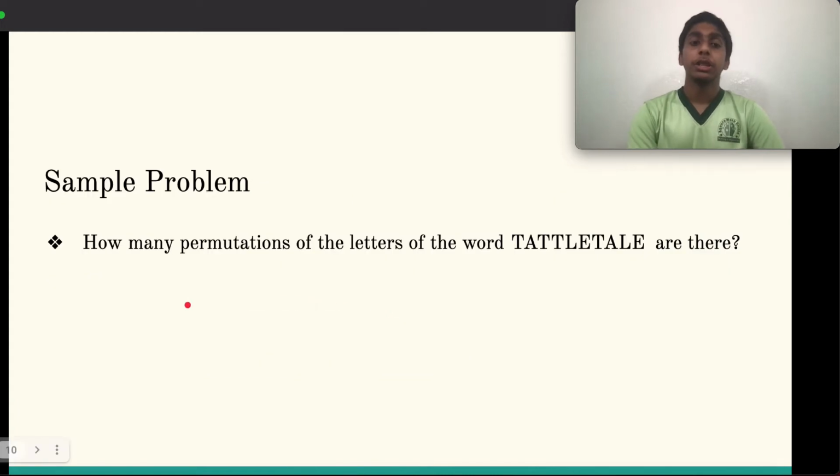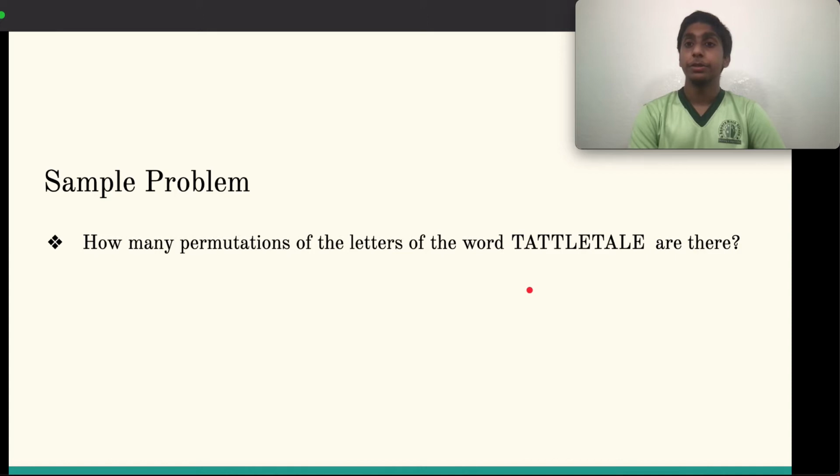Okay, so here's our sample problem. How many permutations of the letters in the word tattletale are there? So what you need to know real quick is a hint. You need to know that there are similar elements here. You have 4 identical T's, 2 identical A's, and so on. So make sure to use the appropriate formula based on this. Okay, so go ahead, pause the video here, work this out on paper, and start the video again when you're ready to see the answer.